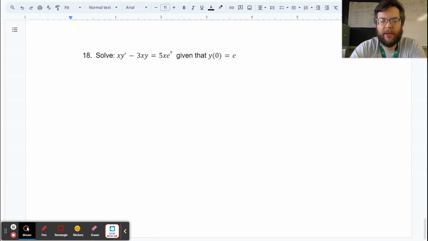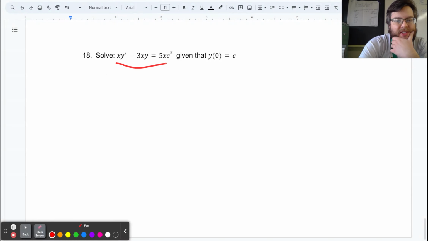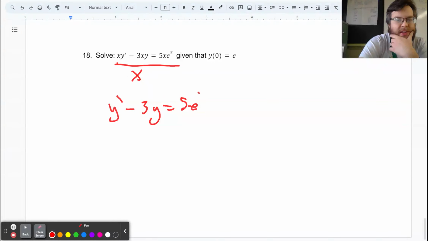We got a differential equation here. This looks to me like an exact differential equation. Divide everything by x. So you end up with y prime minus 3y equals 5e to the x.